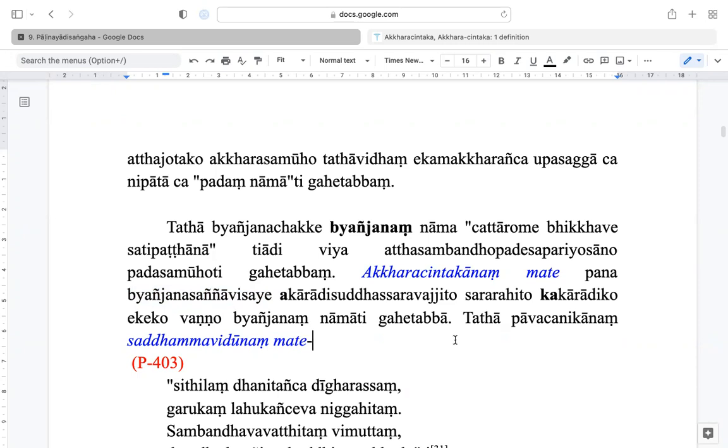So excluded pure vowel, etc. So Sara Rahito, without vowel, lacking vowel. So Ka Karadi Ko Ka, etc. Actually not necessarily this, but to avoid confusion, it only refers to this Ka. So Ka Karadi Ko Iki Ko, we will know each letter, only the K sound. That sound is called the Benjana Nama, the Kahedaba.